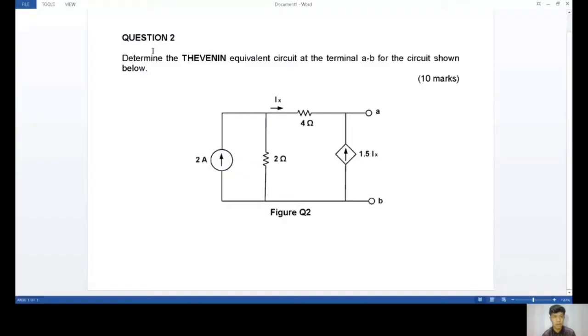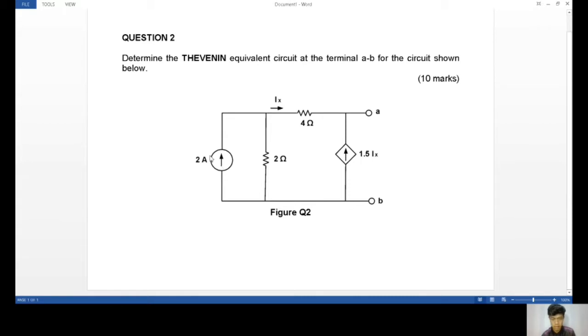So today I will present about the calculation for question 2 and question 12. We will start with question 2 and look at the question first. Question 2 is: determine the Thevenin equivalent circuit at the terminal A, B for the circuit shown below.